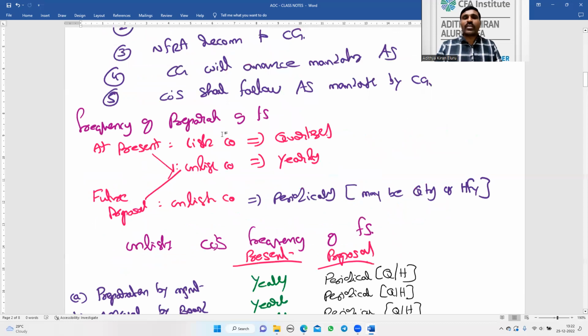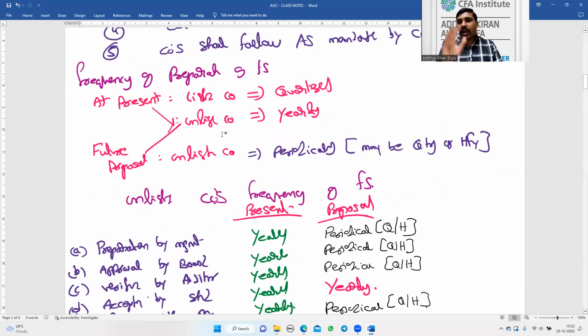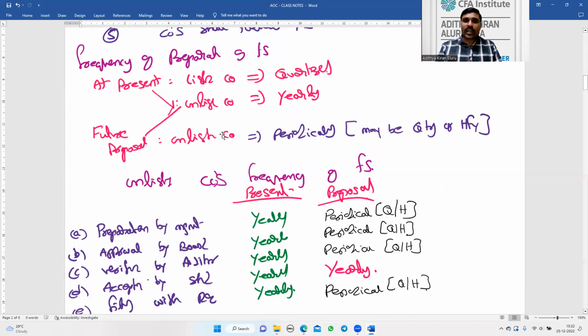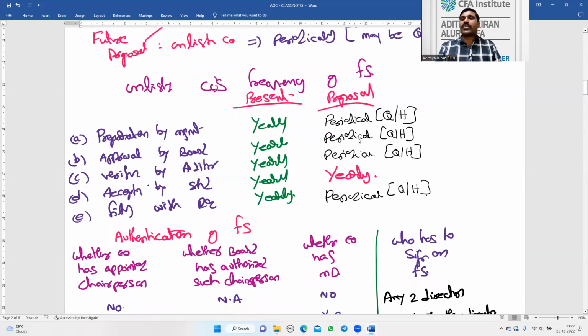Next, frequency of preparation of financial statements. At present, listed companies prepare quarterly, unlisted companies yearly. The future proposal is that unlisted companies should also come out with periodic statements. What is the period? Nobody knows. It may be quarterly or it may be half yearly also.